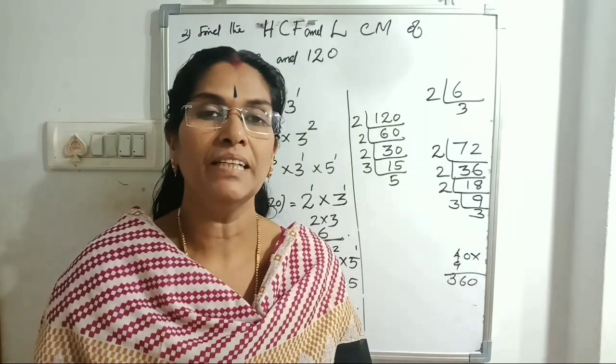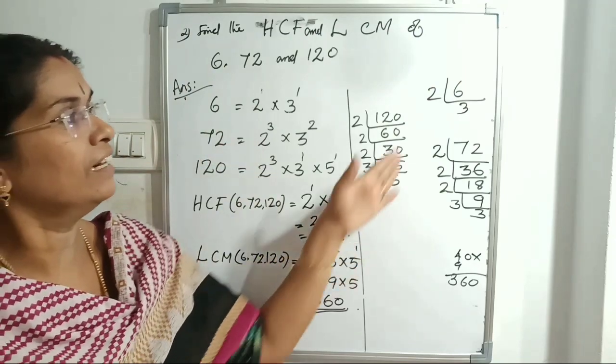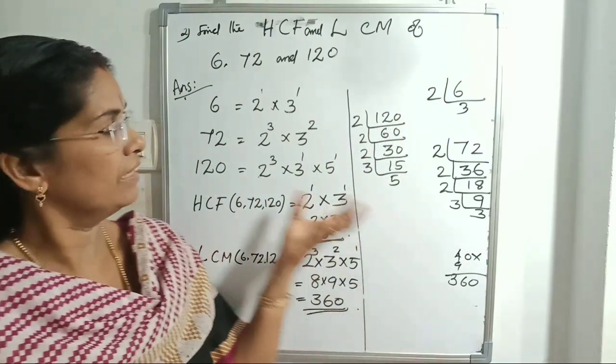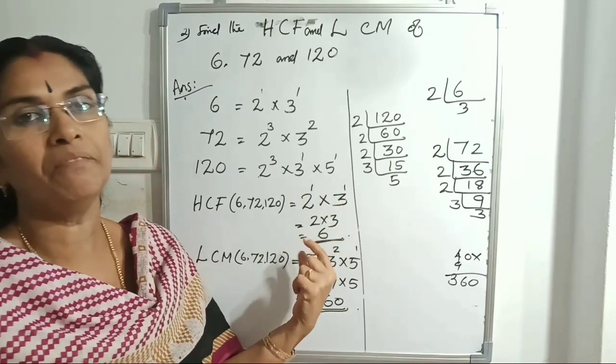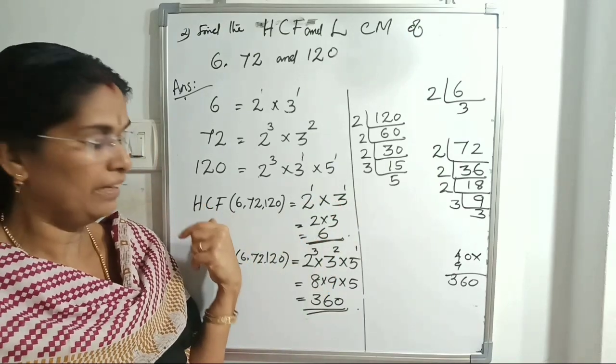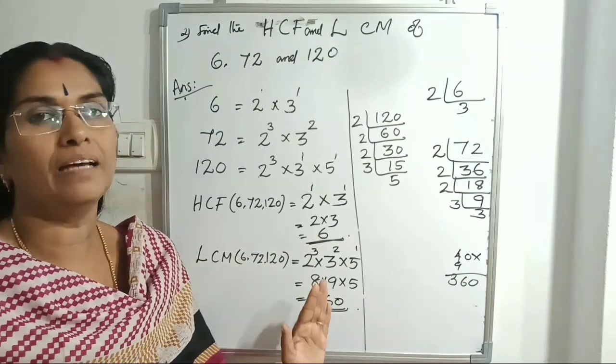Is this method easy? I think it is easy. Look here. We have to find the prime factors. After that we check the common factors, and we write the least power and multiply. We will get the HCF. Like this we find the LCM: we write all the prime factors with the highest power.